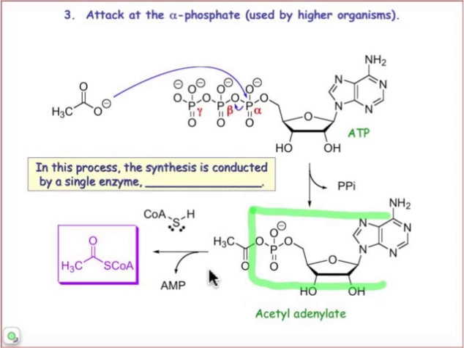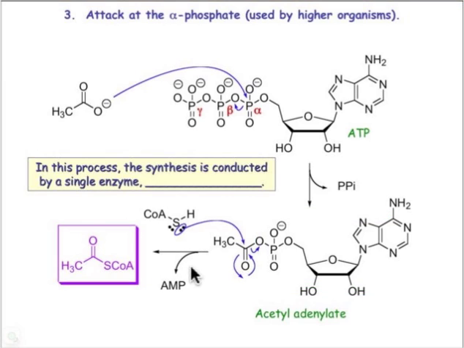That's going to be lost on substitution with the nucleophile from the thiol. The thiol nucleophile will come in, do an addition-elimination process, AMP is the byproduct, acetyl-CoA is the result.